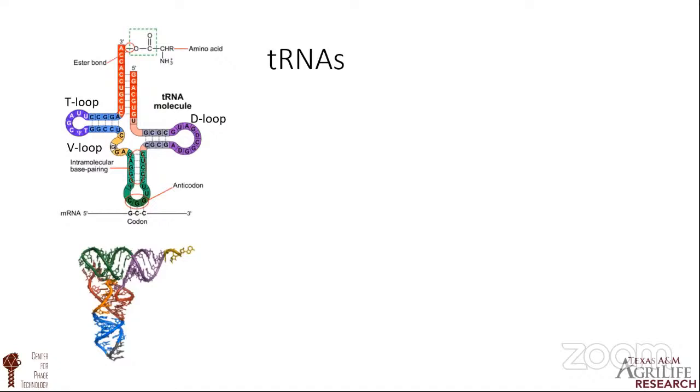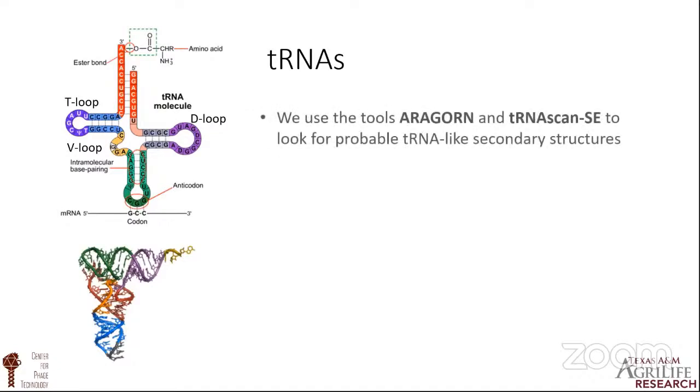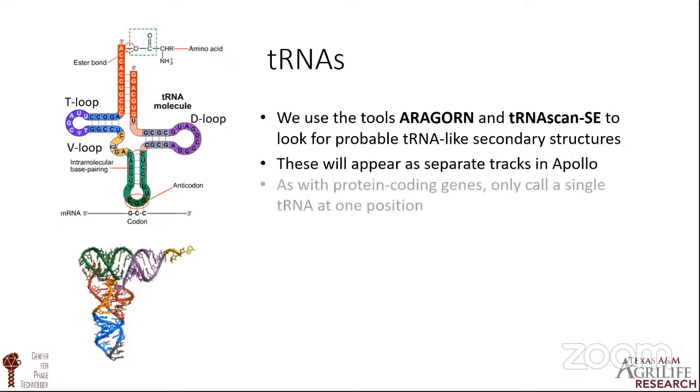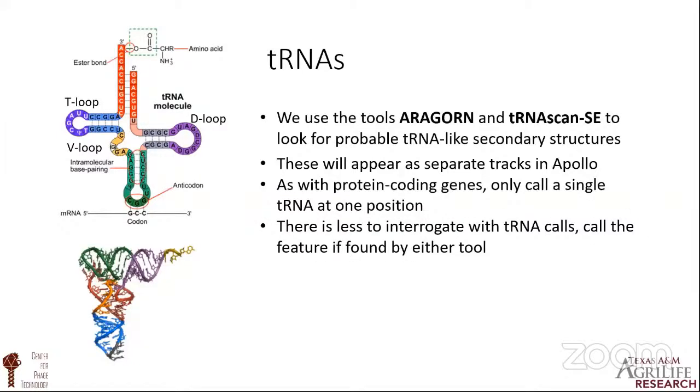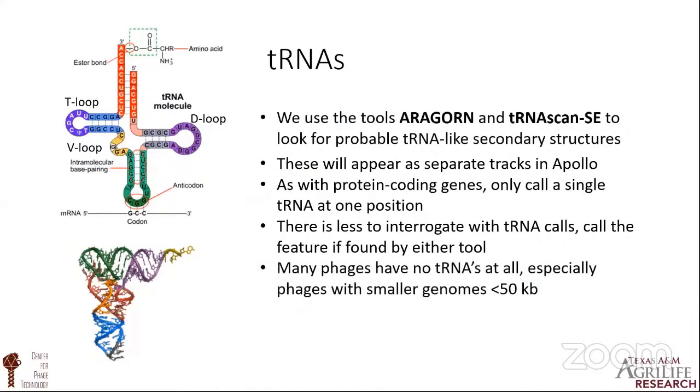Another function of the CPT structural annotation workflow is to look for tRNAs. We currently use the tools Aragorn and tRNAscan-SE to look for possible tRNA secondary structures. These appear as separate tracks in Apollo when the workflow is complete. As with protein coding genes, it is advised to only call a single tRNA gene at a given position. There's a lot less to interrogate with tRNA calls. It is generally recommended that if it is called by either tool, it should just be called as a tRNA feature. Many phages have no tRNAs at all, especially phage genomes that are less than about 50 kb. So in many cases, the track will simply be empty for your phage genome.